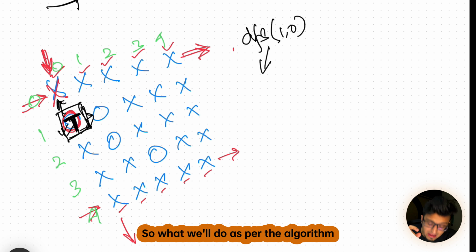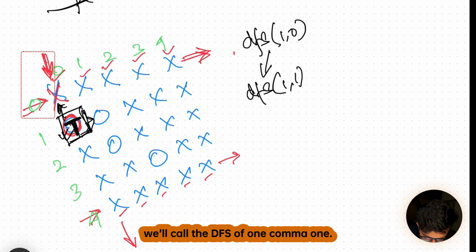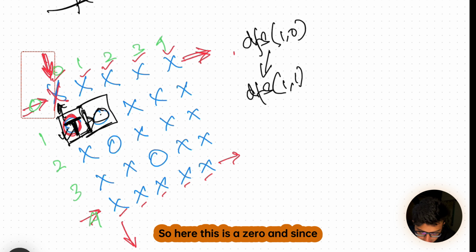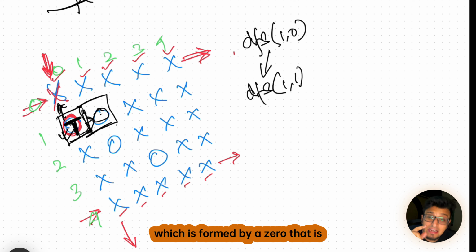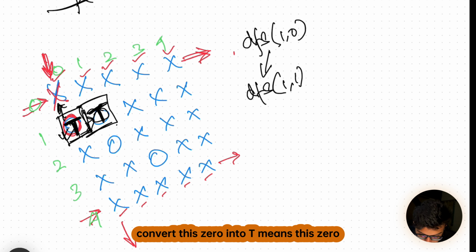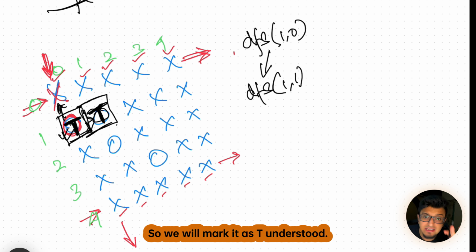So as per the algorithm of DFS, we will go to this node. We will call the DFS of 1, 1. So here this is a 0. And since this 0 is part of a region which is formed by a 0 placed on the boundary, we will also convert this 0 into t. Means this 0 cannot be converted to x, so we will mark it as t.